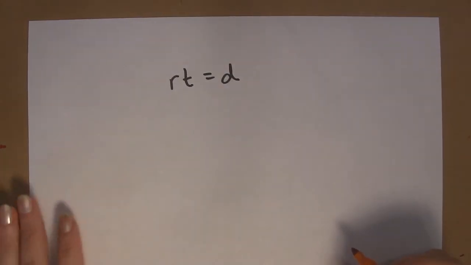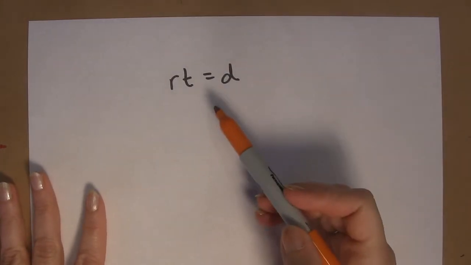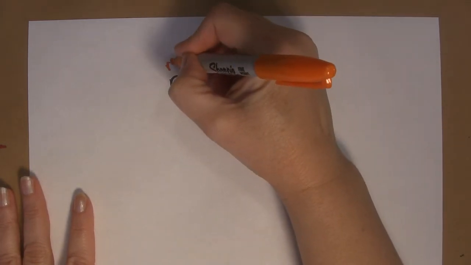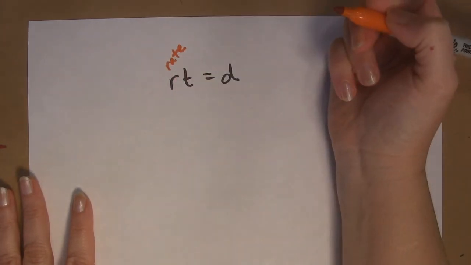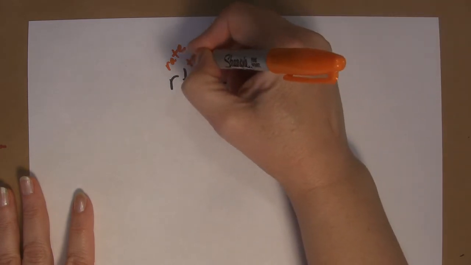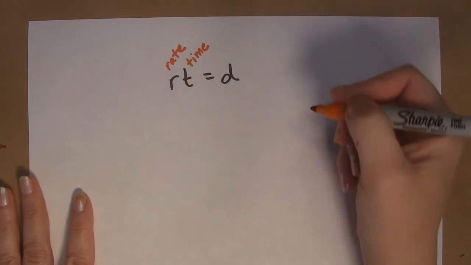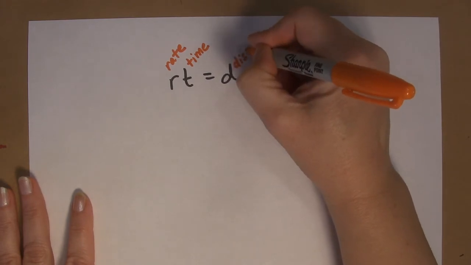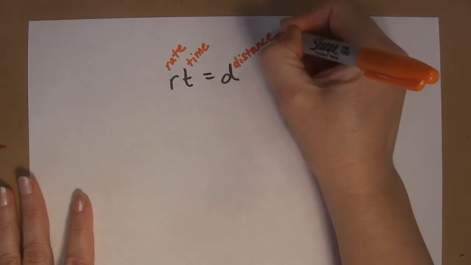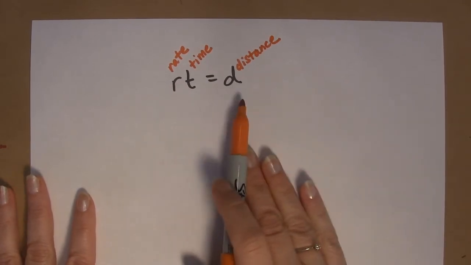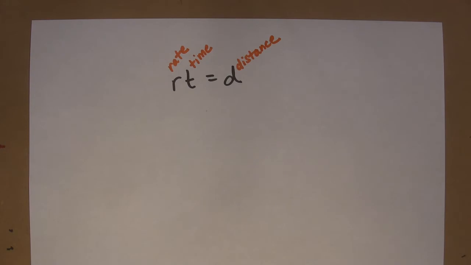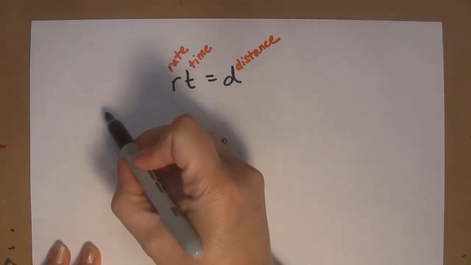Going to do a short video here on the RT equals D formula. You might recall that the R stands for the rate that you're traveling, and the T stands for the time that you travel, and then the D gives you the distance that you're traveling. If you know two of these, you can figure out the other one with no problem.